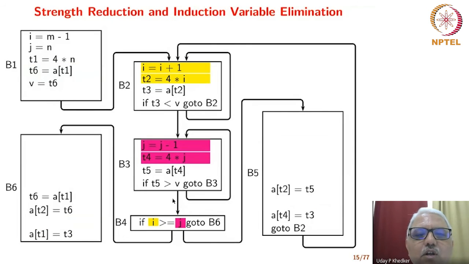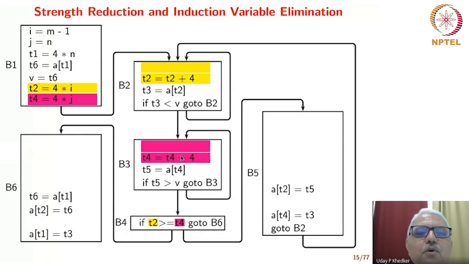So this comparison between I and J can be replaced by a comparison between T2 and T4. The Boolean condition will still remain the same because the values are moving in a locked fashion. And therefore, we can replace this condition by T2 and T4. The other thing that we can do is if we initialize the values of T2 and T4, then within the loop, here we can simply increment the value of T2 by 4, and here we can decrement the value of T4 by 4.